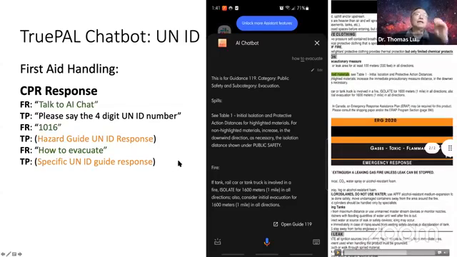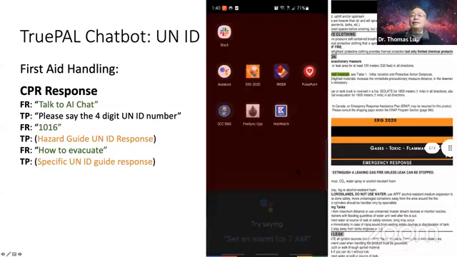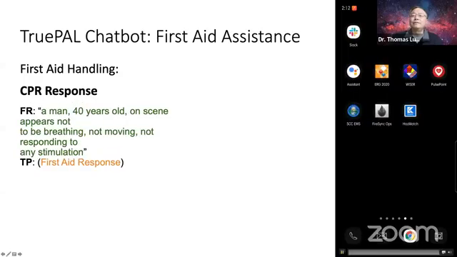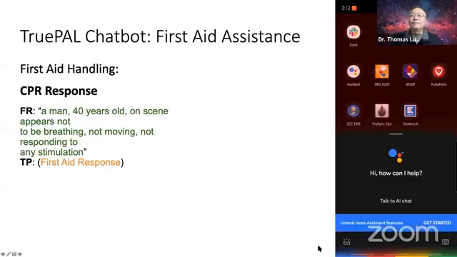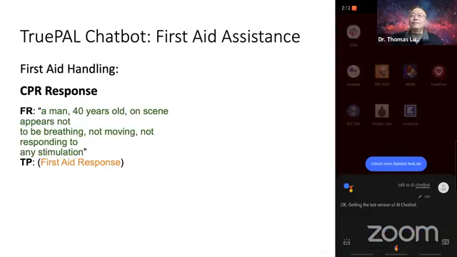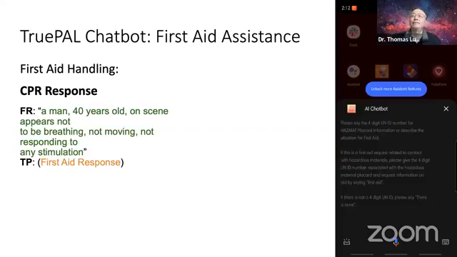This is a demo for the first aid assistant. Talk to AI chat. Okay, getting the test version of AI chatbot. Please say the 4-digit UNID number for the hazmat placard.